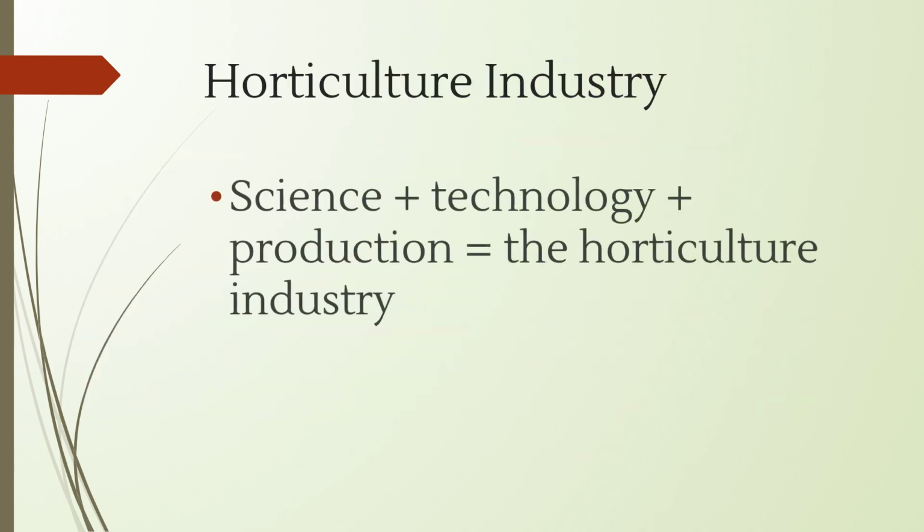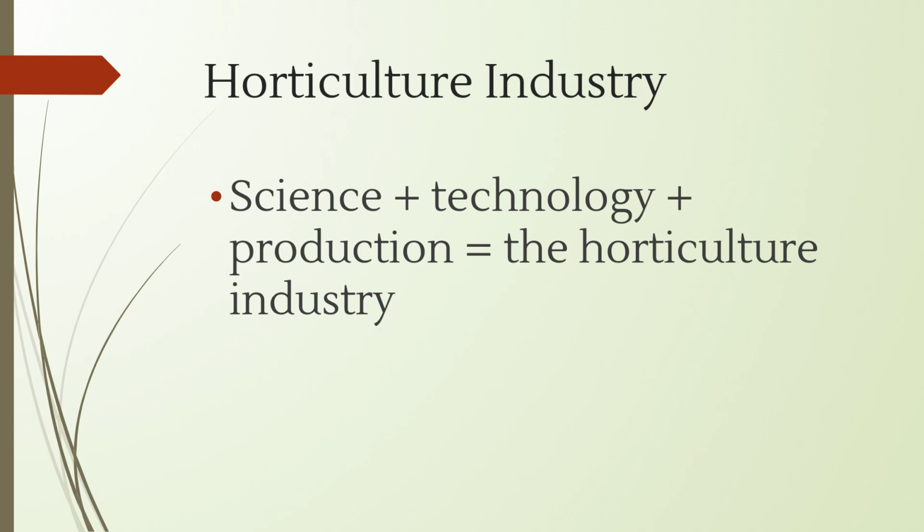Question number 6, what are the 3 main areas that make up the horticulture industry? This is science plus technology plus production. Without those 3 things, the horticulture industry does not exist. You have to have the science behind understanding the plants. You need to have the technology to back up that science to understand how plants work and function. And then you need to produce those plants. If you don't produce the plants, well, then there's nothing, period. You have no horticulture industry without those 3.